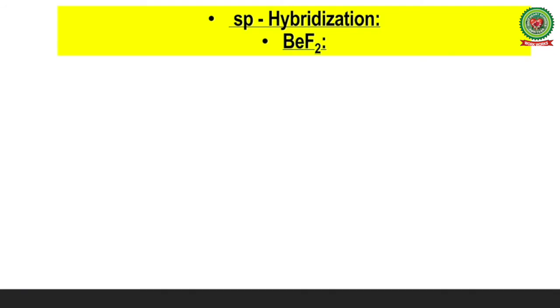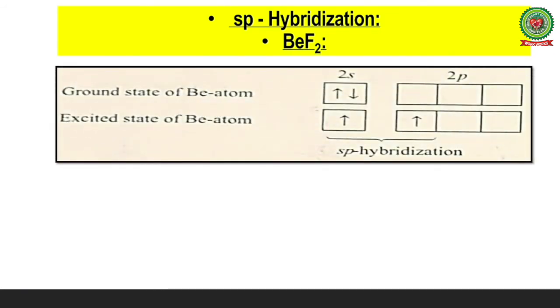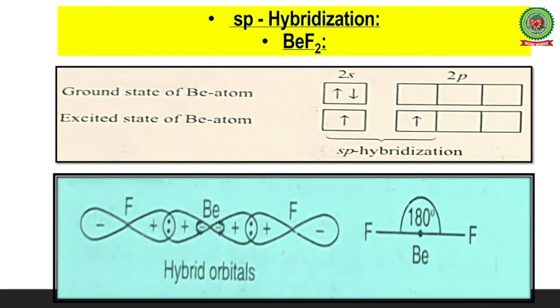So for sp hybridization, let us take an example of BeF2. The ground state and excited state of the beryllium atom is given to you. That means in the valence shell of beryllium, there are 2 electrons. Now in the excited state, the electron gets excited to the p orbital and these 2 orbitals, s and p, get mixed up and this gives rise to sp hybridization. And the structure is in front of you, showing how the orbitals are going to overlap, and this gives rise to the linear structure of BeF2 which has an angle of 180 degrees.